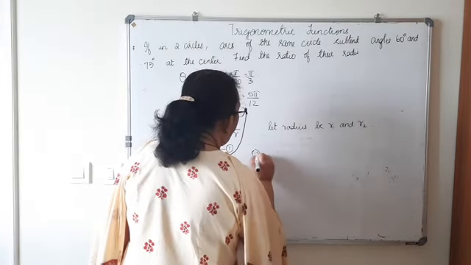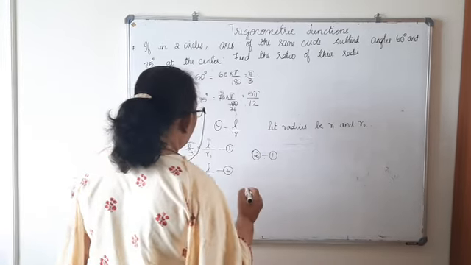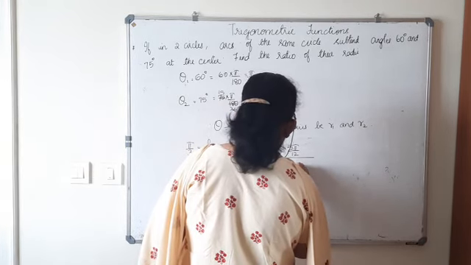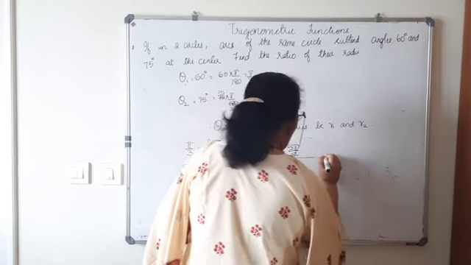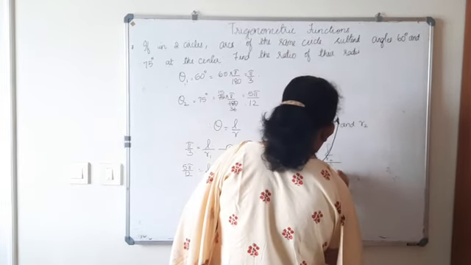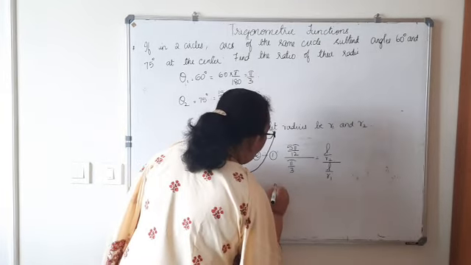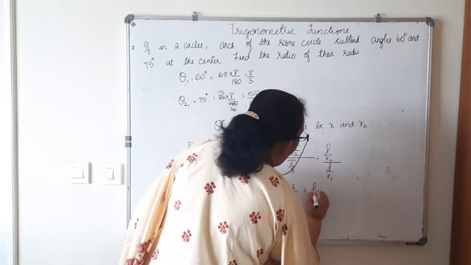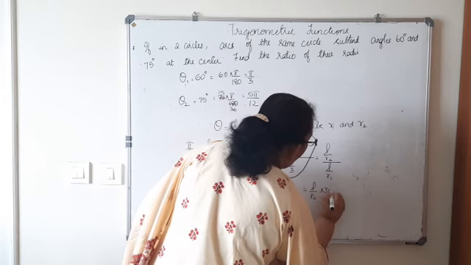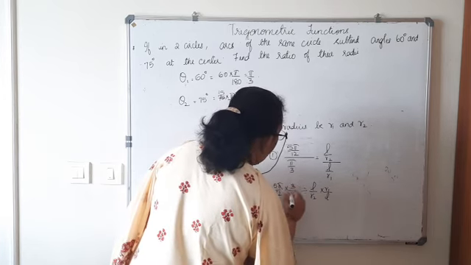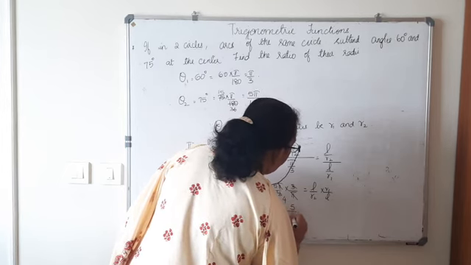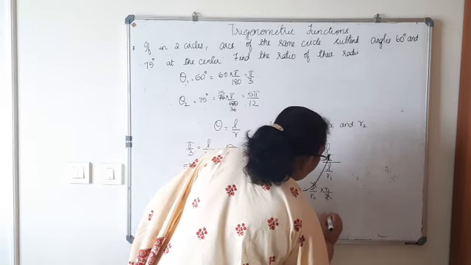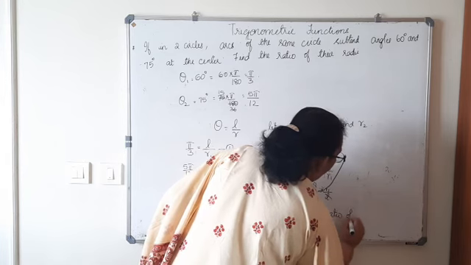Now let us divide the second equation by the first equation. It is equal to 5 pi by 12 divided by pi by 3 is equal to L by R2 divided by L by R1, or 5 pi by 12 into 3 by pi is equal to L by R2 into R1 by L. 5 cancel, 3 4 times. 5 by 4 is equal to R1 by R2, as L cancels. So what is the ratio of the radii?